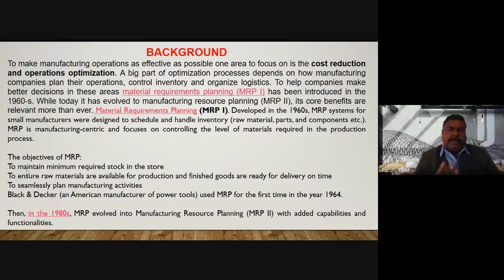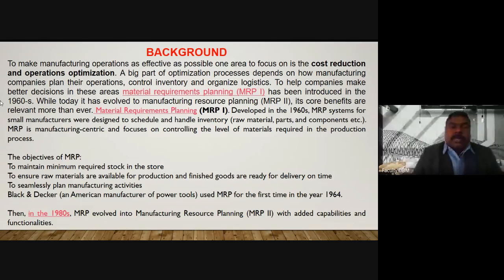For that, materials requirement planning is very much necessary. Black and Decker, an American manufacturer of power tools, used this MRP for the first time in the year 1964. So way back in the 1960s, the first person to use this terminology was Black and Decker. Try to remember this. Then in the 1980s, MRP evolved into manufacturing resource planning, that is MRP2, with added capacities and capabilities and functionalities.